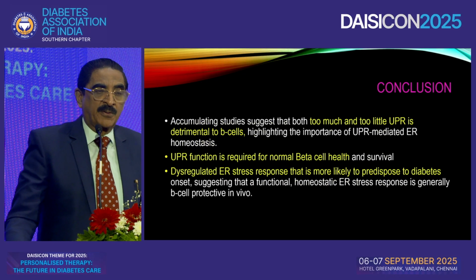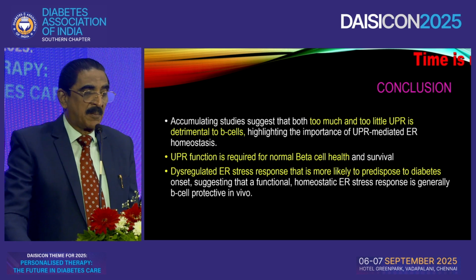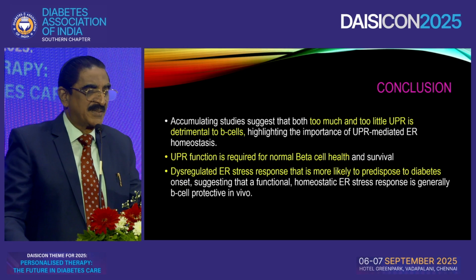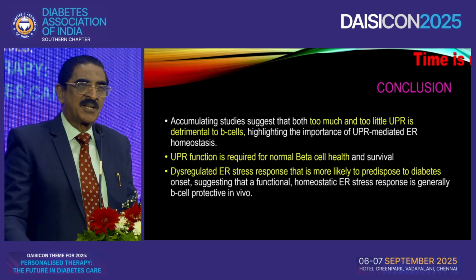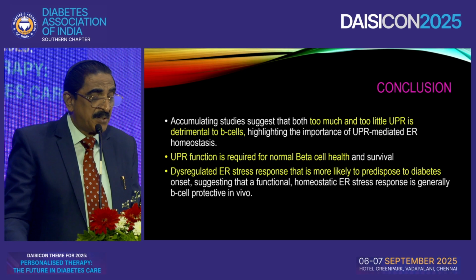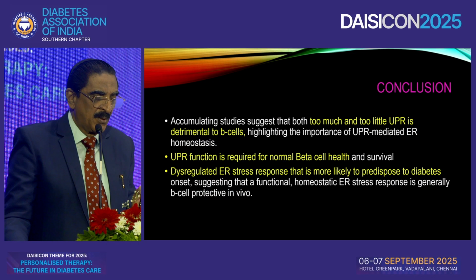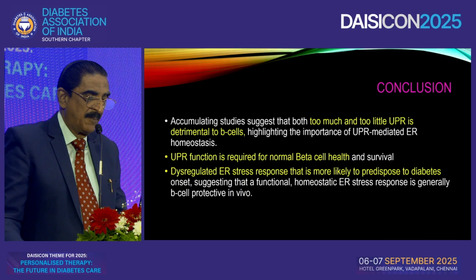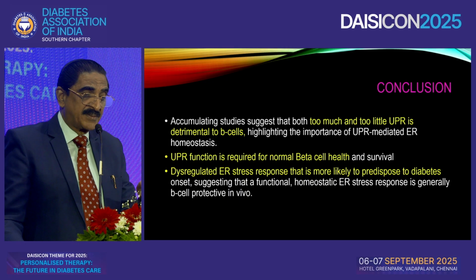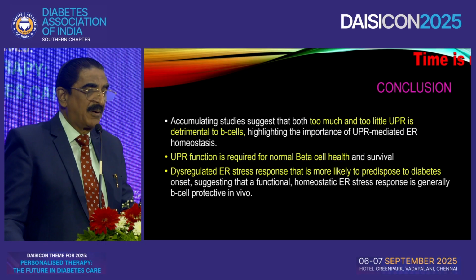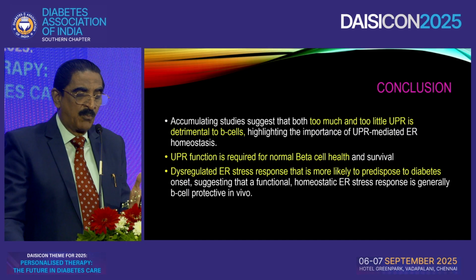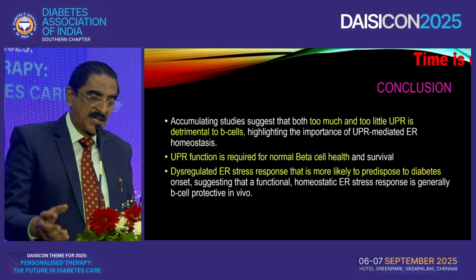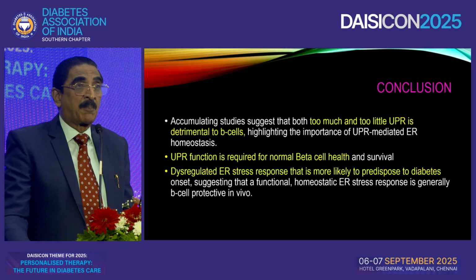So, dear friends, to conclude, accumulating studies suggest that both too much or too little UPR is detrimental to the beta cell. So you should not have UPR in excess nor in a deficient state. The beta cell is a delicate cell, so let us be very careful, highlighting the importance of UPR-mediated ER homeostasis. UPR function is required for normal beta cell health and survival. Dysregulated ER stress response is more likely to predispose to diabetes onset, suggesting that a functional homeostatic ER response is generally beta cell protective in vitro.